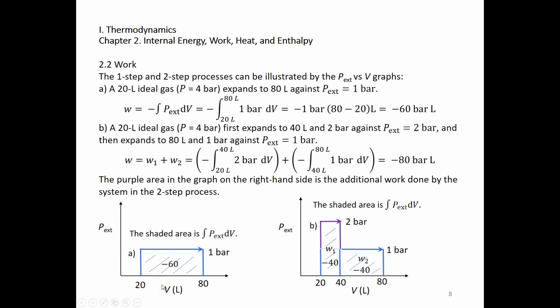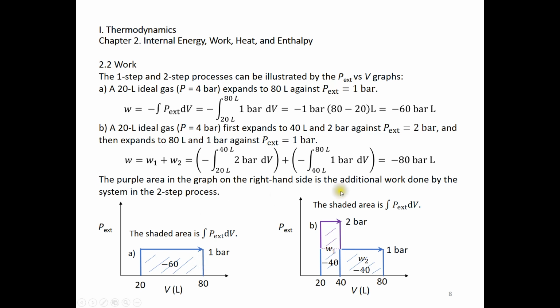Now the system expands from 20 liters to 80 liters, and the external pressure is a constant 1 bar. So you can see I'm going to go from 20 liters to 80 liters with a constant 1 bar pressure. The integral is simply this area, and it's pretty simple. The height is 1 bar, while the width is 80 minus 20, 60 liters. So this area is 60 bar liters. And remember, the system does work on its surroundings, so it should be negative 60 bar liters.